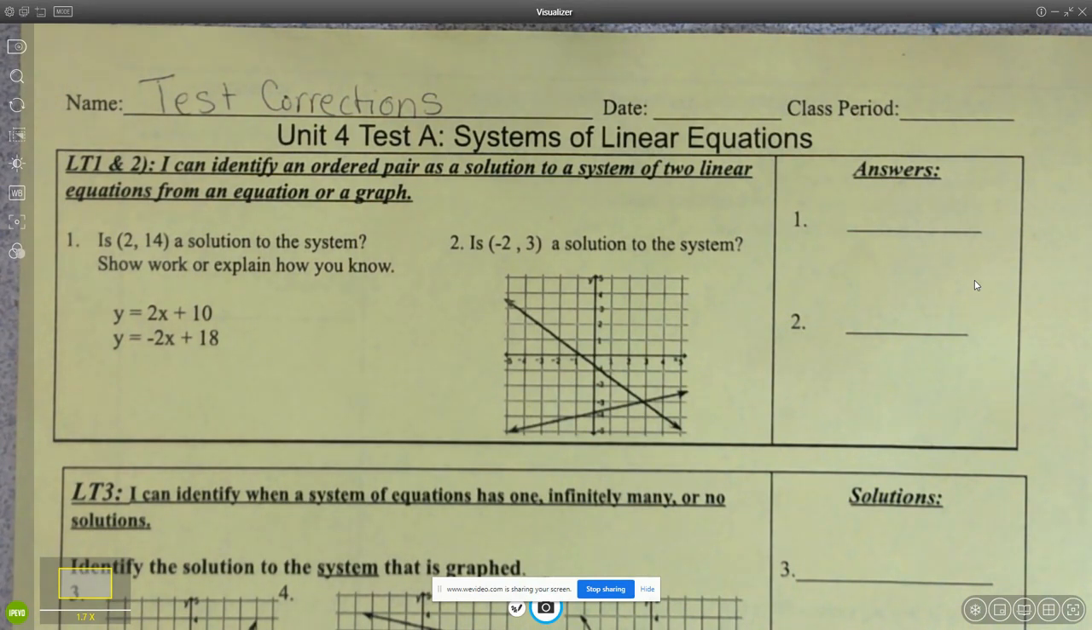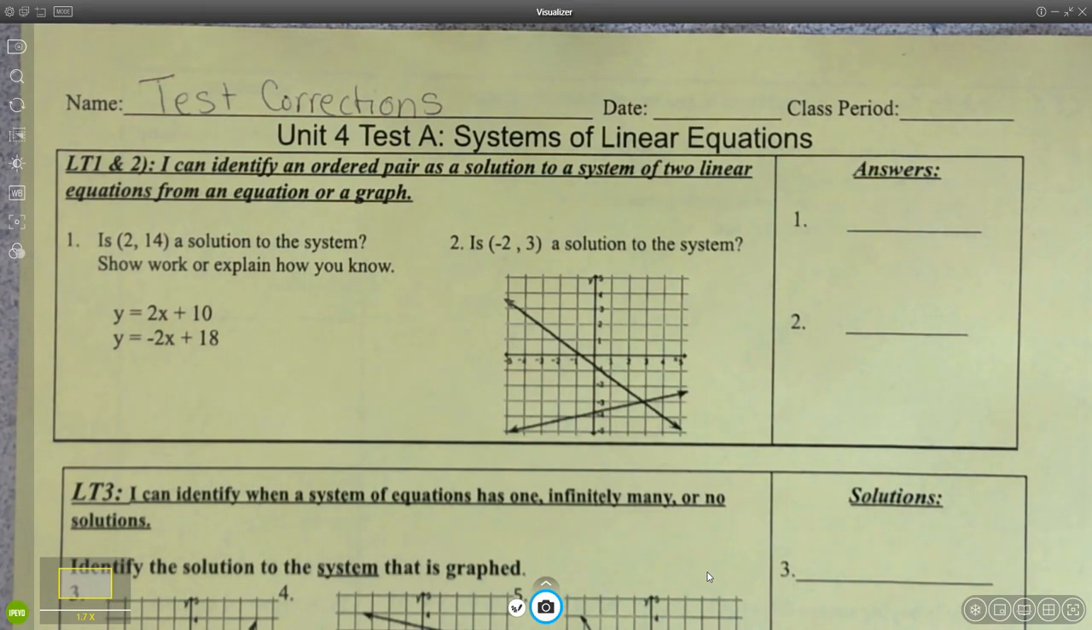And remember, you're going to correct it on your test, the problem, and then you'll rewrite these answers on the test corrections paper, and that will get you a 3. And then if you want a 4 for mastery, then you'll have to retake this test, or the particular learning target anyway. Okay, let's take a look at learning targets 1 and 2.